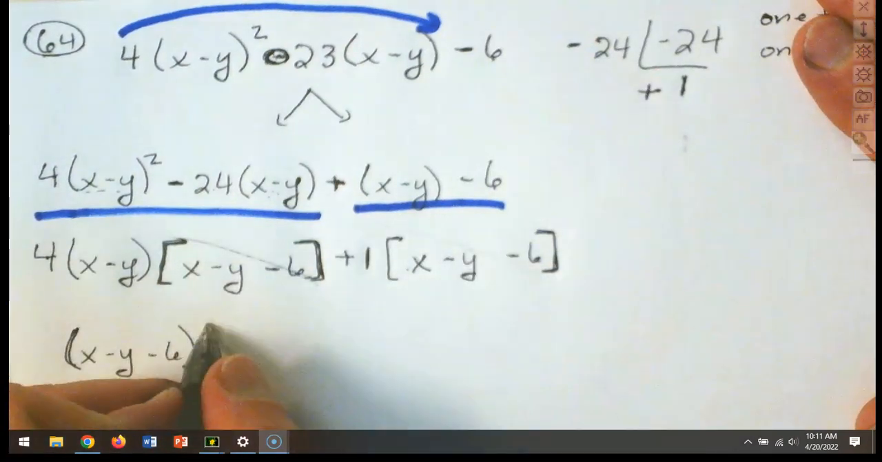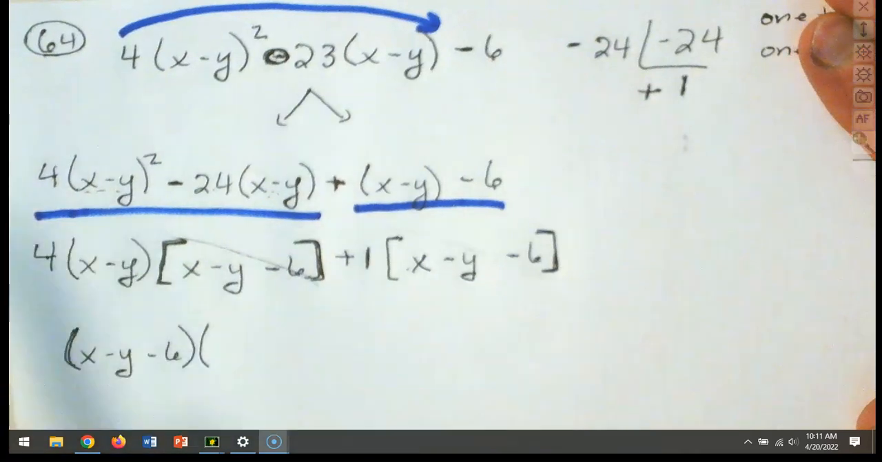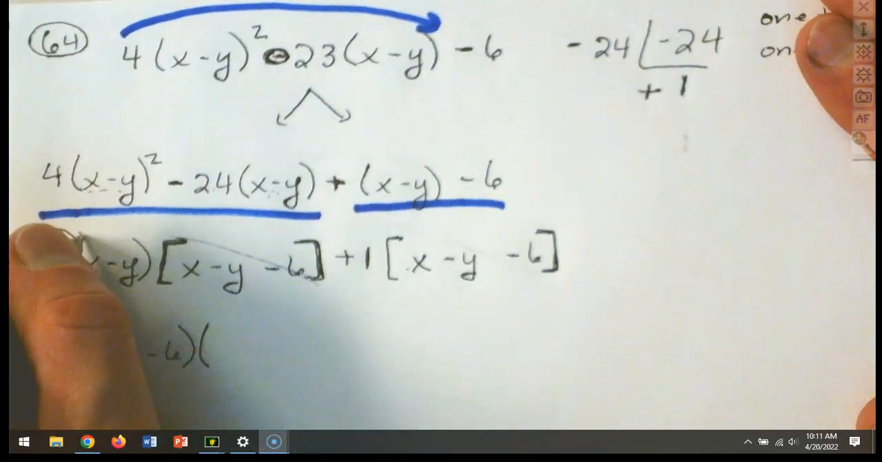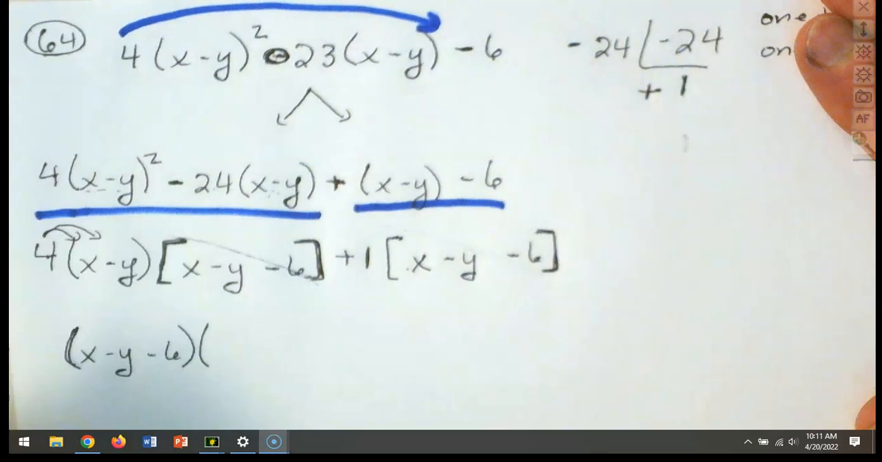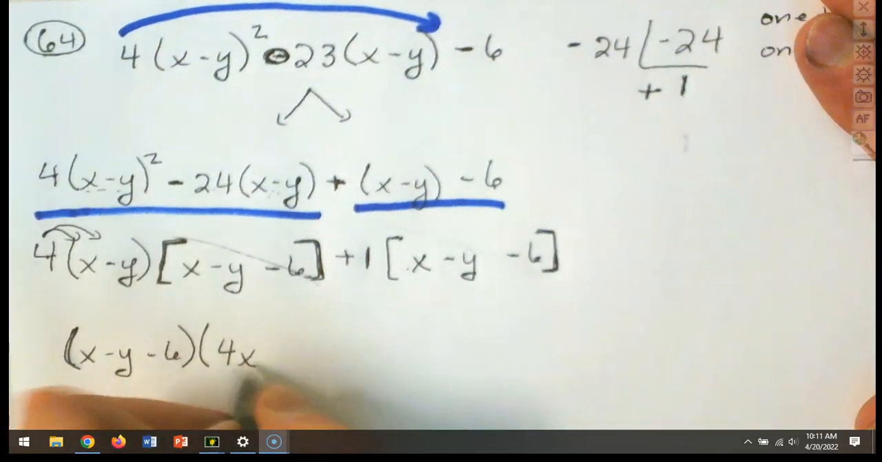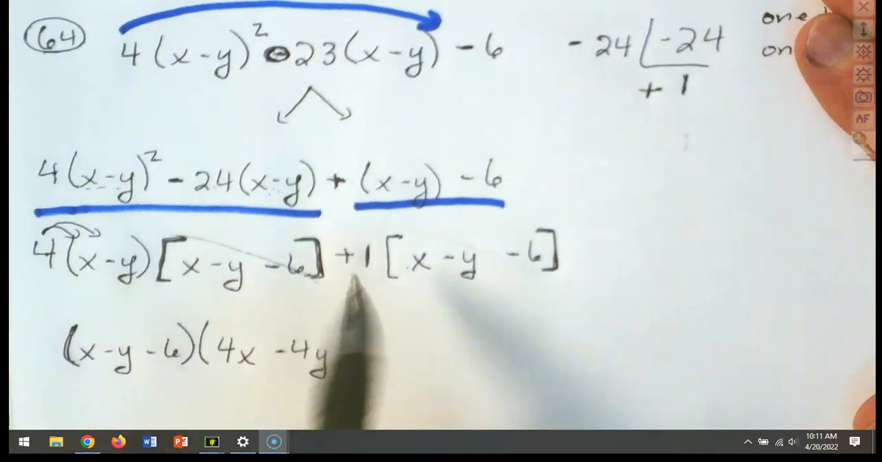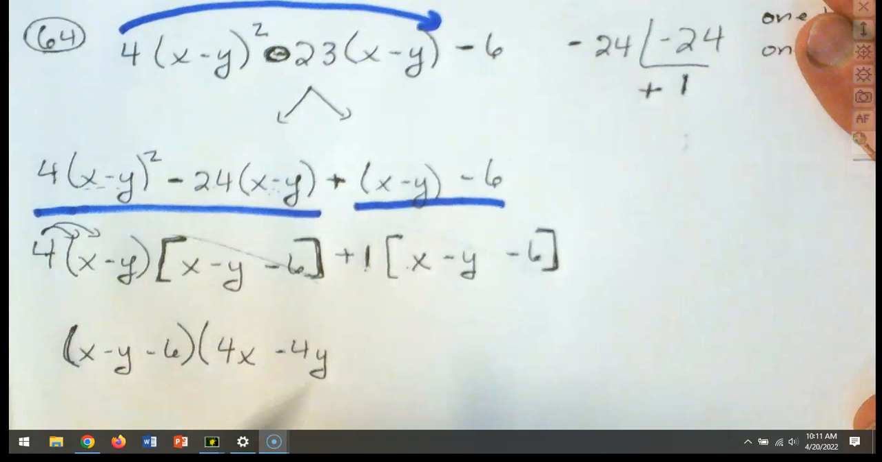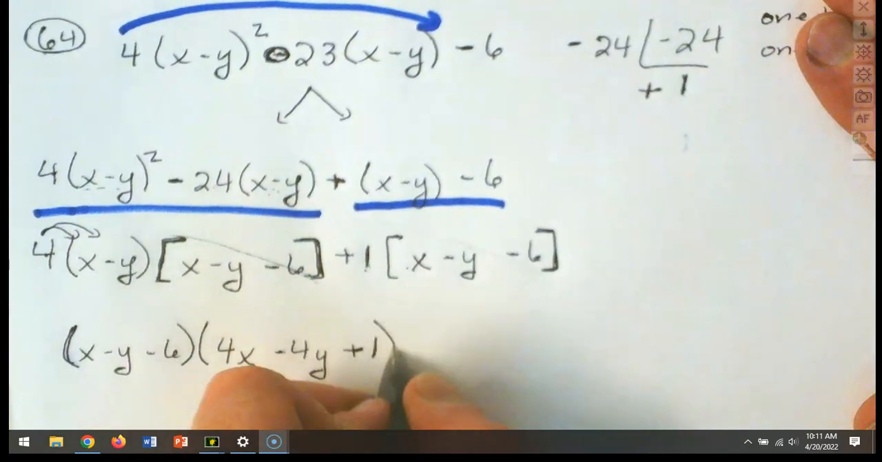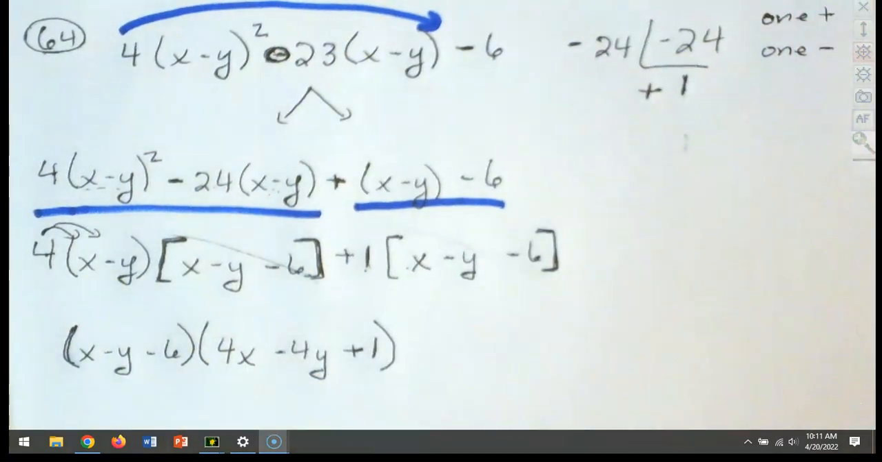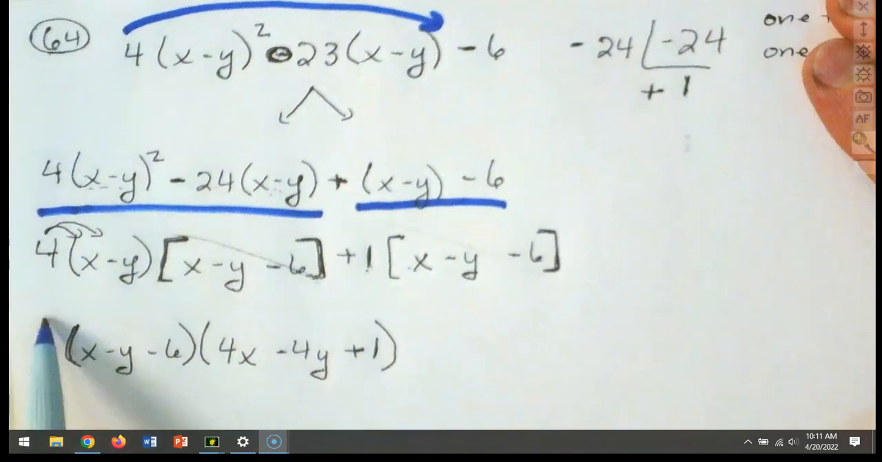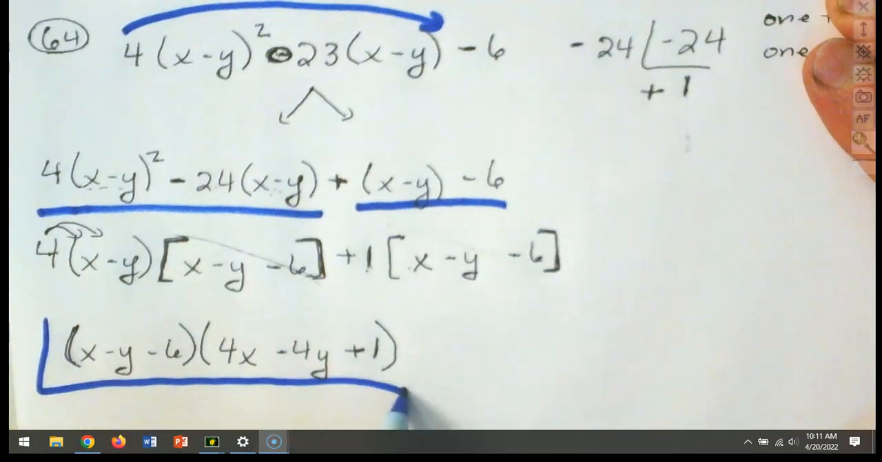What's left over then? And let's go ahead and distribute that 4 through as well. So what do we got? When we distribute that 4 through, we're going to get 4x, right? Minus 4y from that piece. And then what else do we have from the second part? Plus 1. And that's your final, fully factored, finished answer.